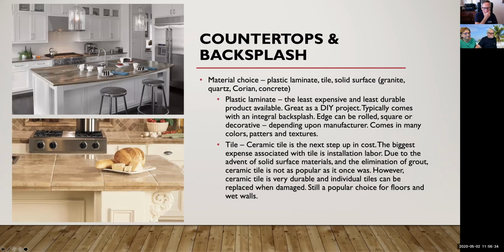Bygones, bygones, bygones. Used to be that every kitchen had either ceramic tile or formica. And the picture above is a formica top, believe it or not. And the picture below is a tile top. But they're a little different than what we're used to seeing in bygone days. Plastic laminate, of course, is the least expensive and least durable product available. It's easy to damage, but it's a great DIY project and typically comes with its own backsplash. The edge can be rolled, square, or decorative like the one in the picture, depending on manufacturer, and it comes in a myriad of colors, patterns, and textures.